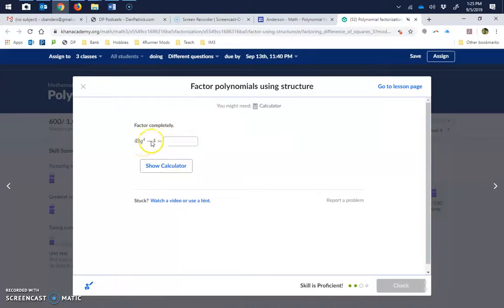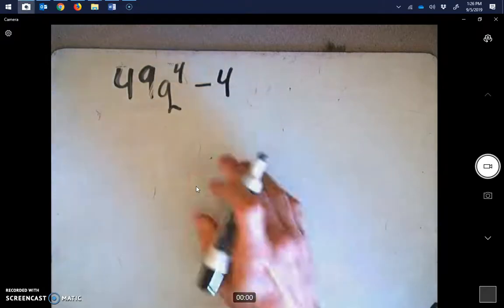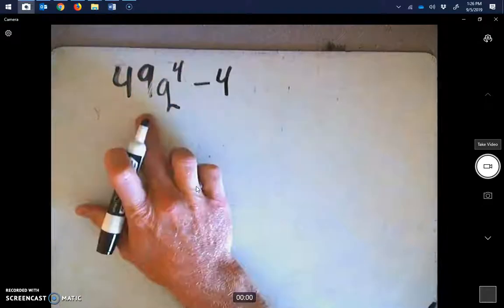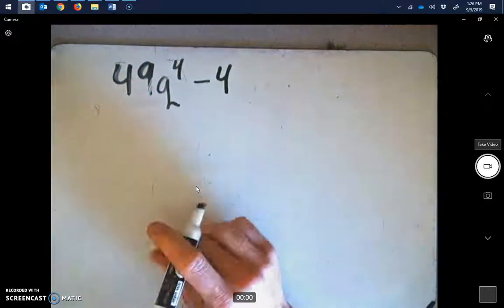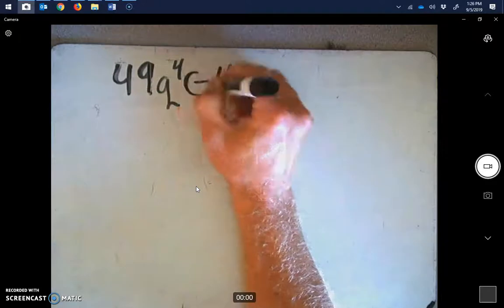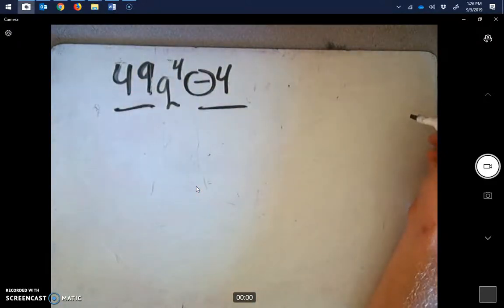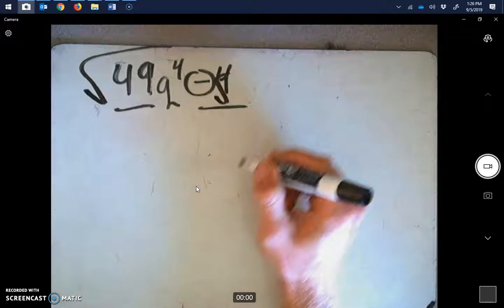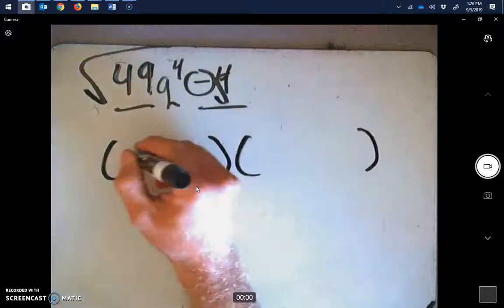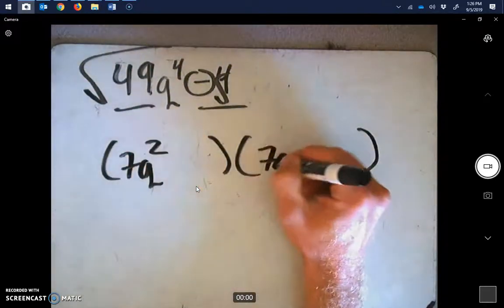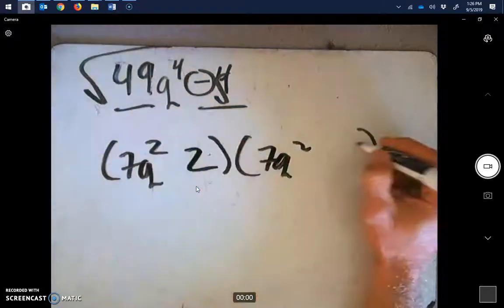All right, so this is a difference. So this is the difference of two squares. So we have 49q4 minus 4. So 2 does not go into 49, 3 does not go into 49, and 3 doesn't go into 4 either. So we can't factor a number out. We have a difference problem, and it's a binomial. So when you have a binomial and difference, you can just square root both the front and the back. And we get 7q squared as our first term, and 2 as our second term.